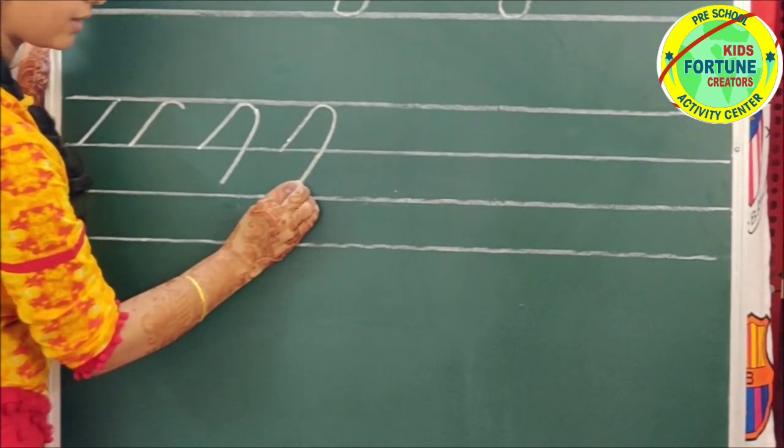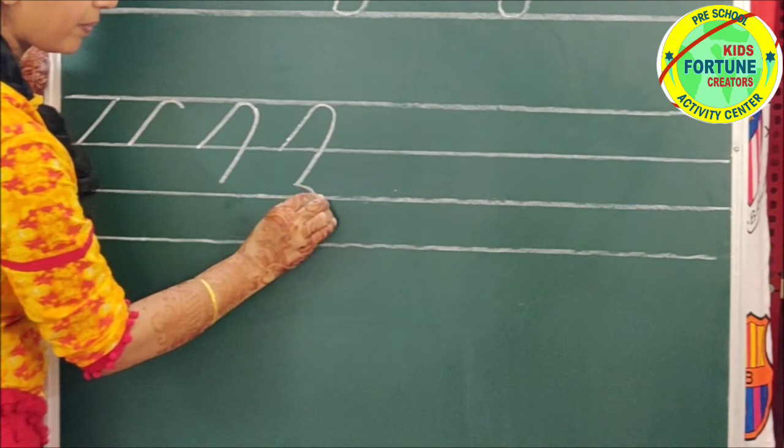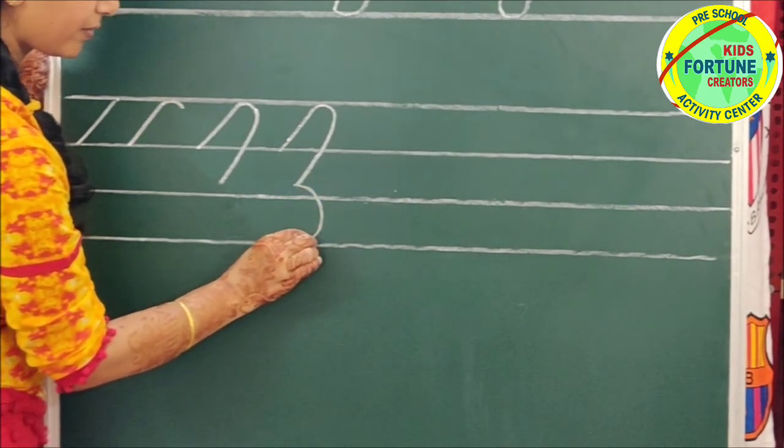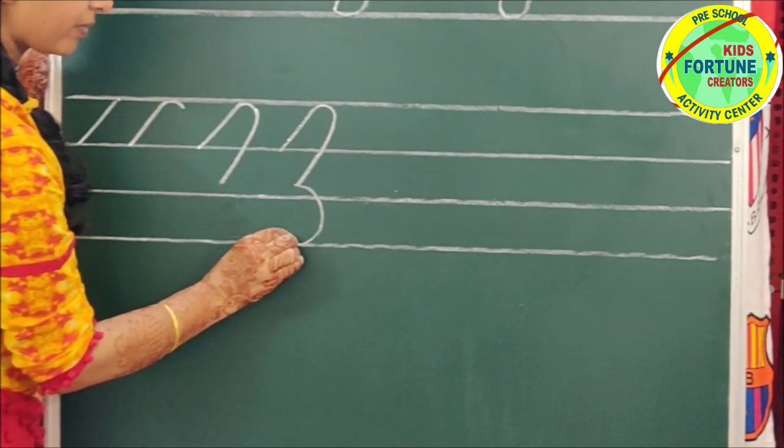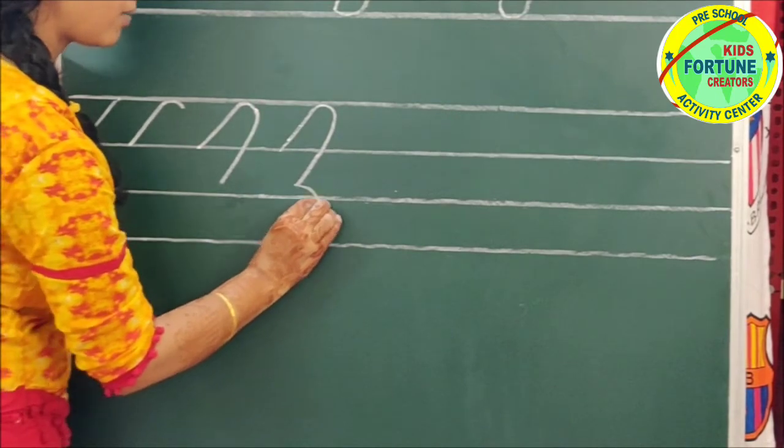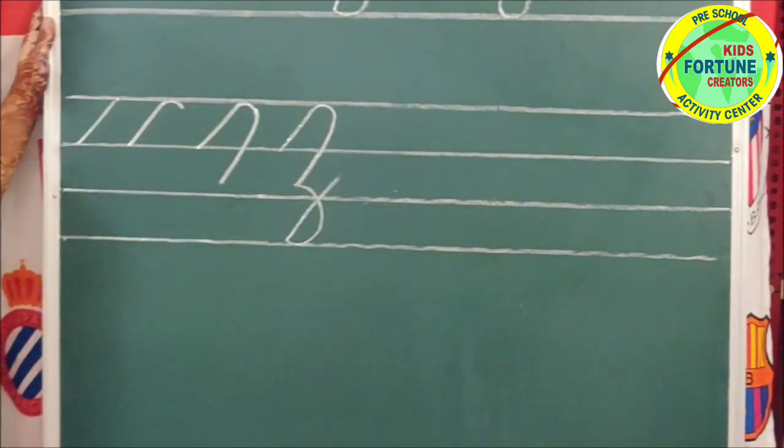between second and third line, make a right curve, then make a loop and come out with a tail. This is Z.